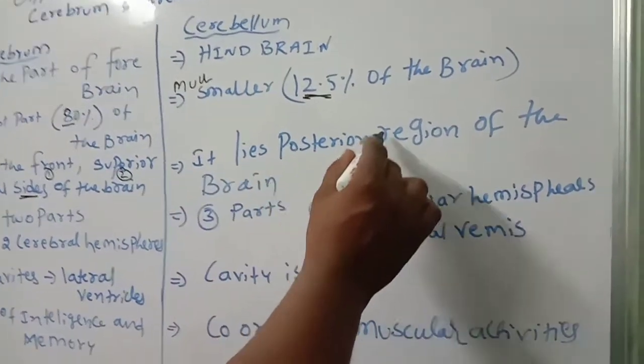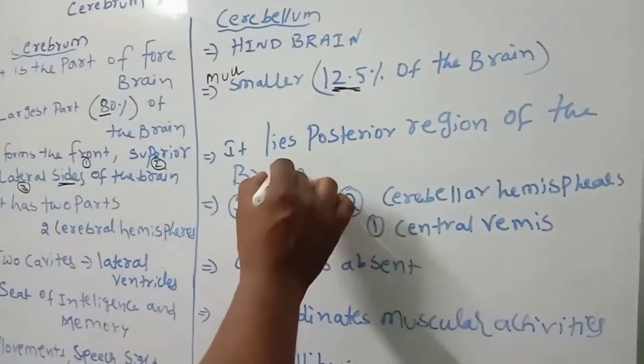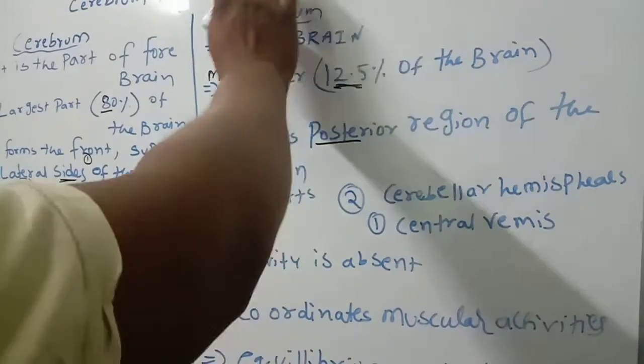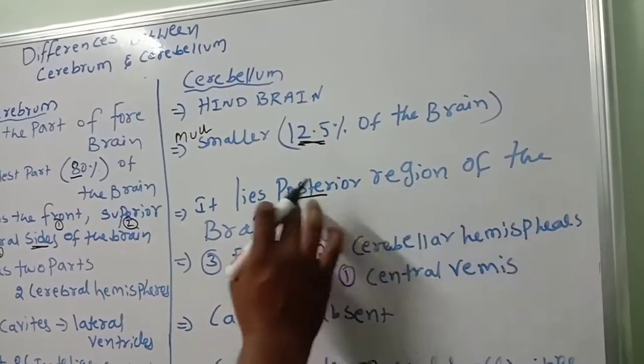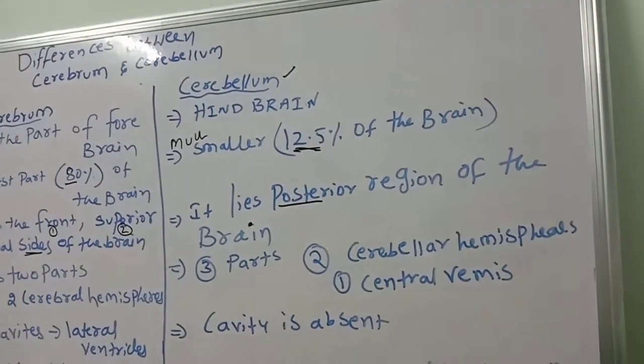It lies in the posterior region of the brain. So which one is posterior? Anterior means first, posterior means last. So the posterior region of the brain is formed with the help of the cerebellum.